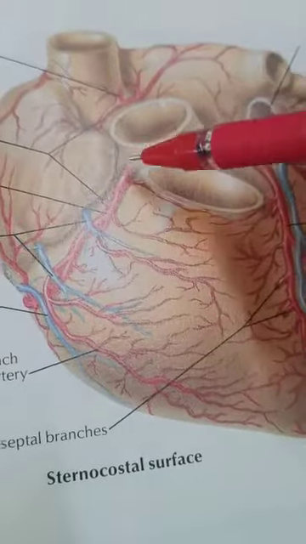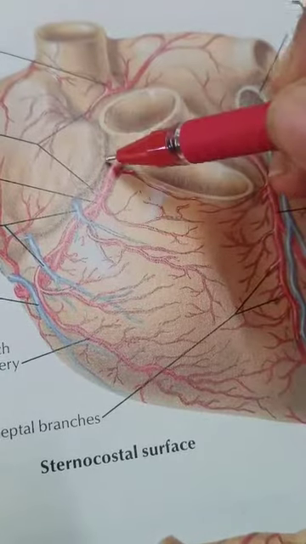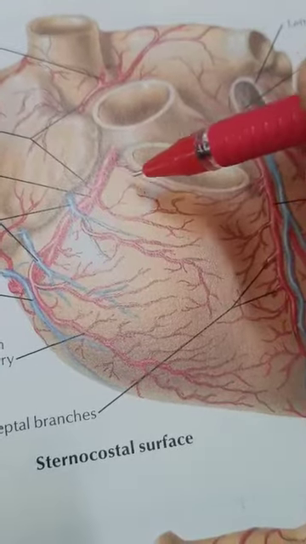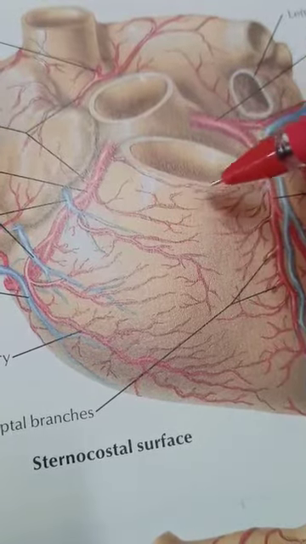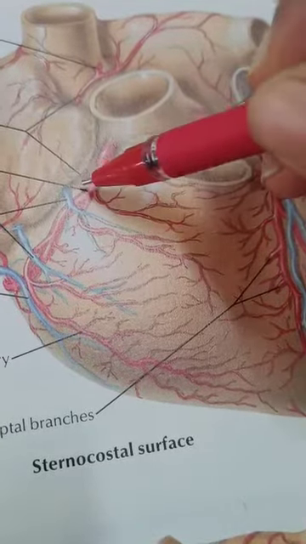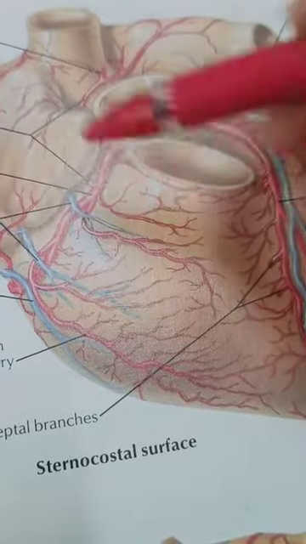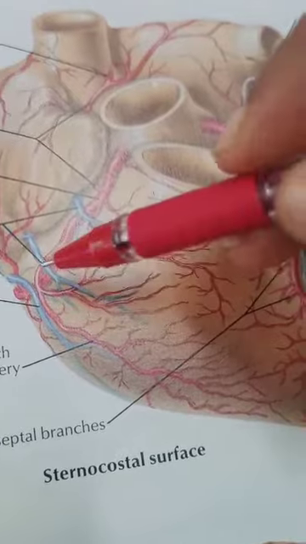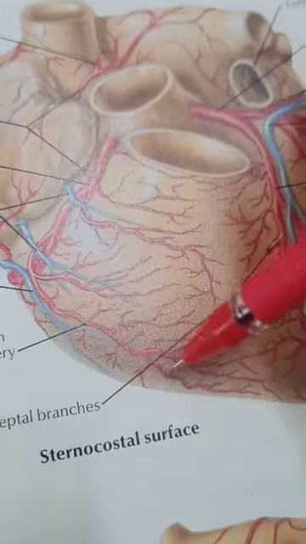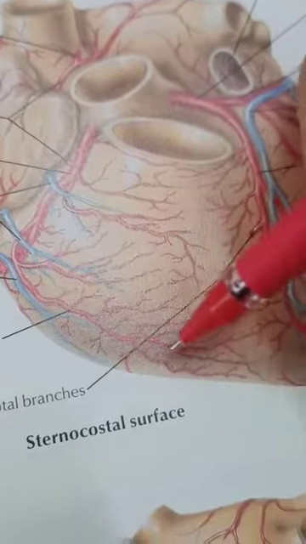Branches: the first one is the nodal artery, that is for the SA node. Then the right conus artery for the base, the starting part of the pulmonary trunk. Then atrial branches which supply the right atrium. Then ventricular branches which supply the right ventricle. Then one right marginal branch which supplies the lower border of the heart.